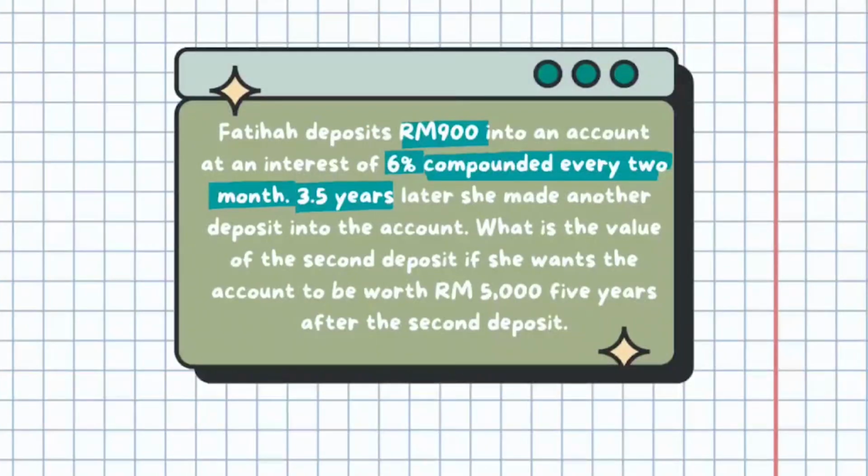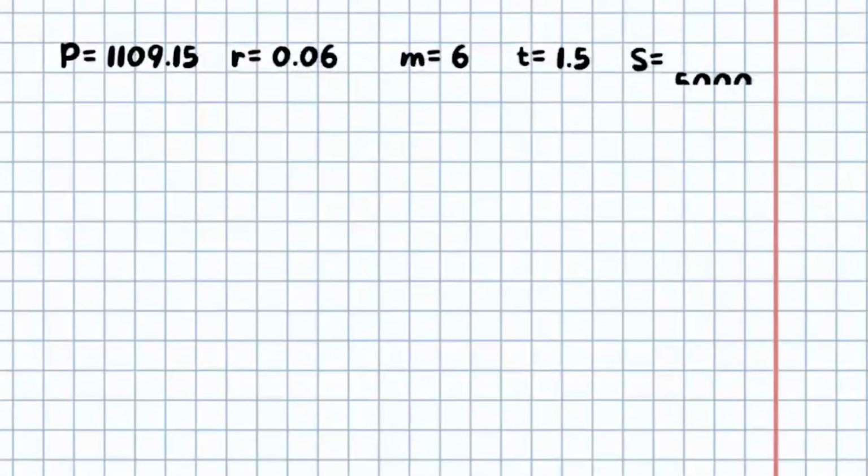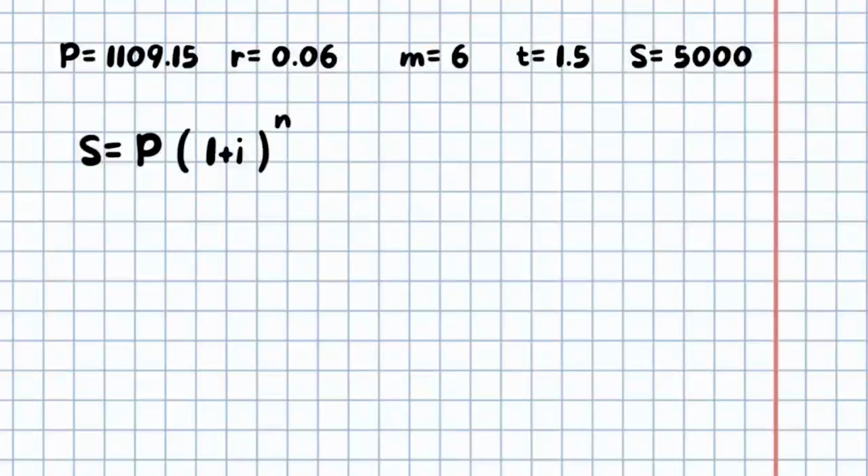Alright, so back to the question. The question is, what is the value of the second deposit if she wants the account to be worth 5,000 ringgit 5 years after the second deposit? So 5,000 ringgit will technically be our S and 5 years will be our T. But we already found the 3.5 years for the first deposit, so we need to find the rest, which is 1.5 years.